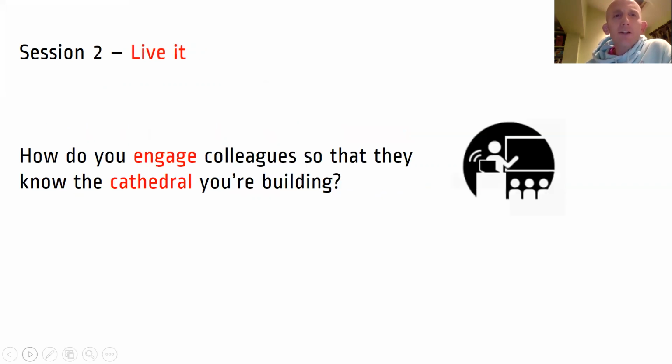Once we have done that, we're going to be looking at living it. We're going to look at trying to get it into classroom practice. And how can your digital leaders engage colleagues so that the colleagues that they're working with know the cathedral that they're building rather than just the rocks that they're chipping away at, which is one of the FED principles.